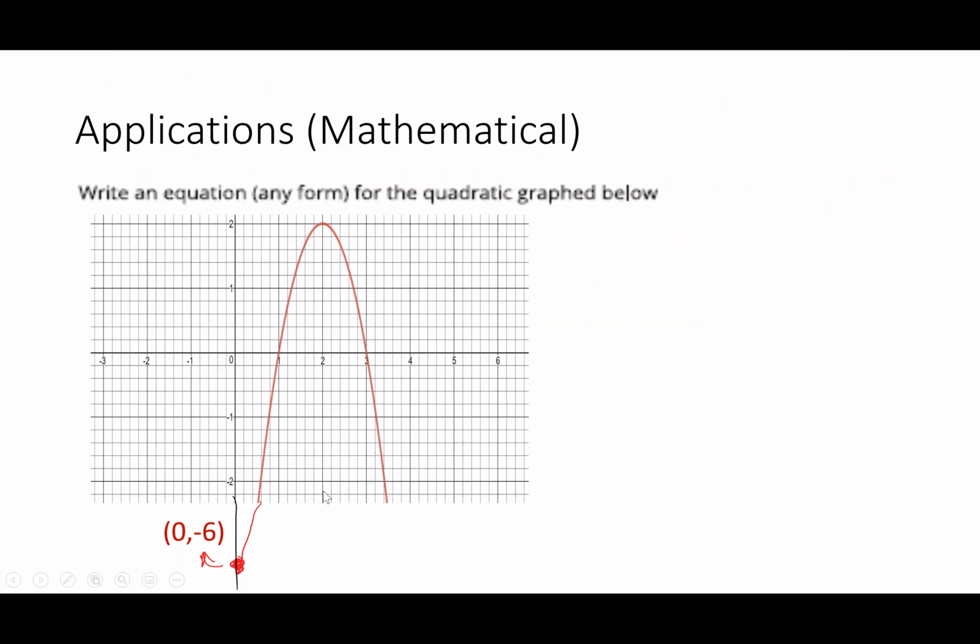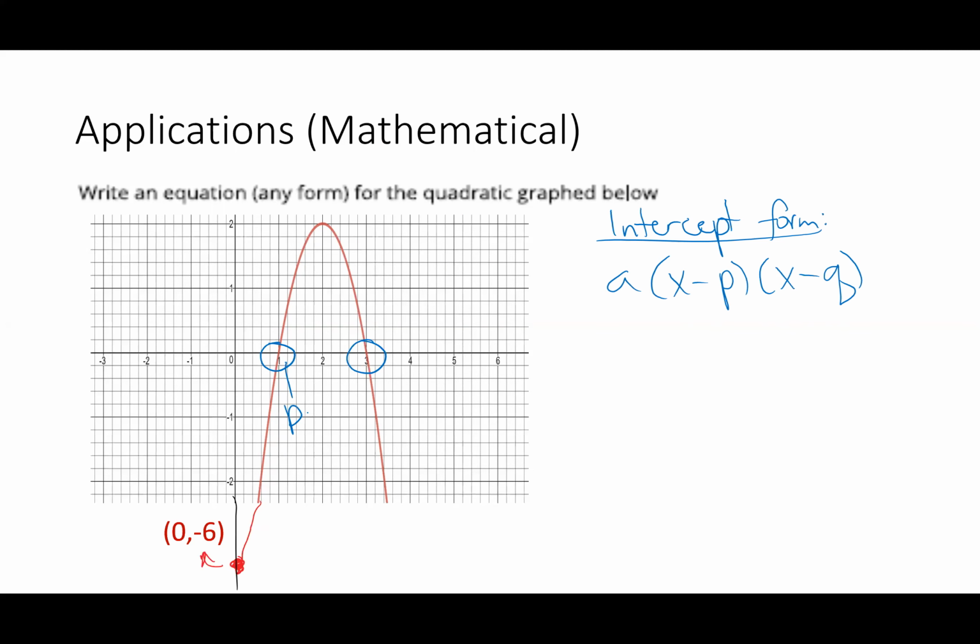All right. Now, let's do it a different way. I really like intercept form. I super duper do. So for intercept form, we're looking at the x-intercepts. Now remember, for intercept form, it looks like a, x minus p, x minus q. And what p and q represent are the x values of our x-intercepts. So here, p is equal to 1.